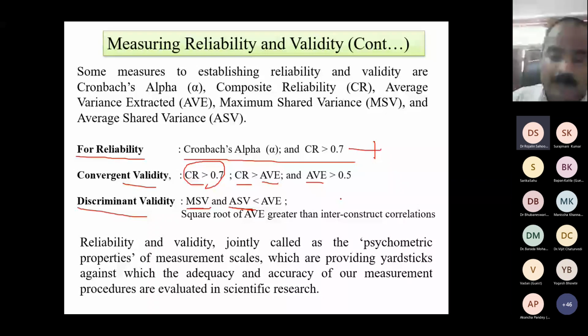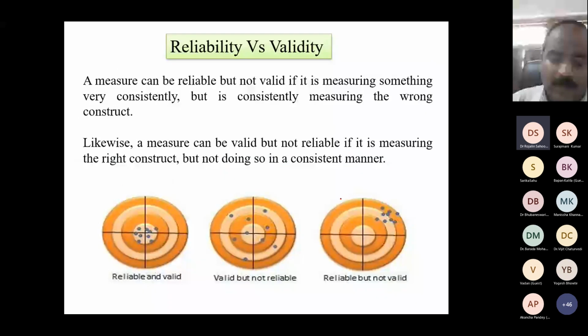It is very easy to understand while I will make the Amos operation. Do not worry at all. All of you clear? So now look at here pictorially. What is reliability and validity? Look at here pictorially.